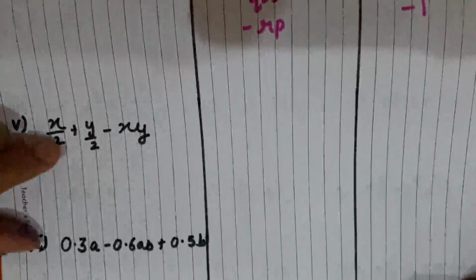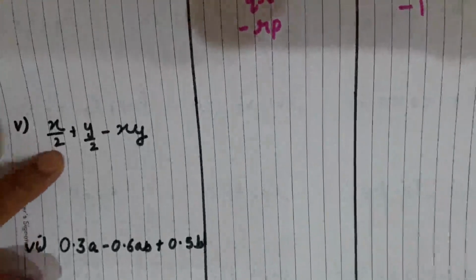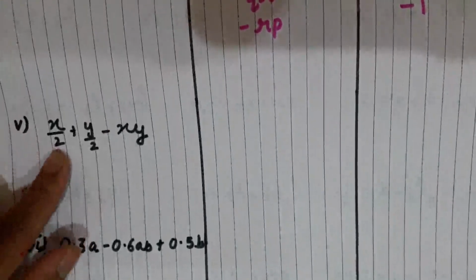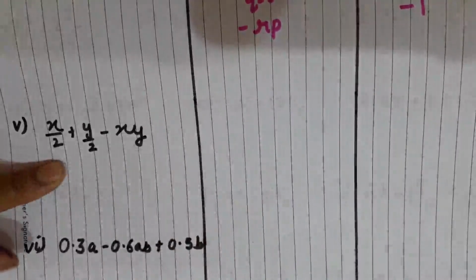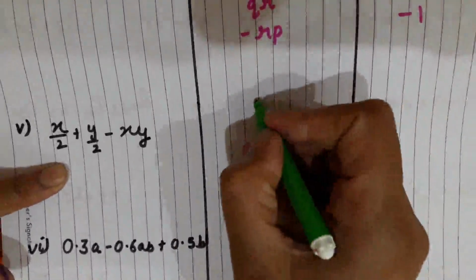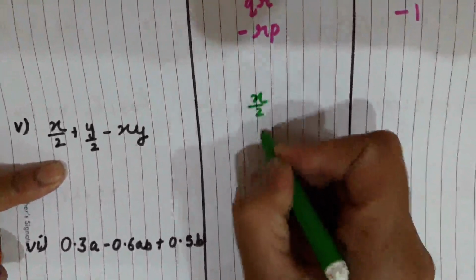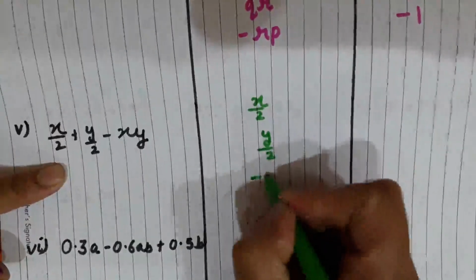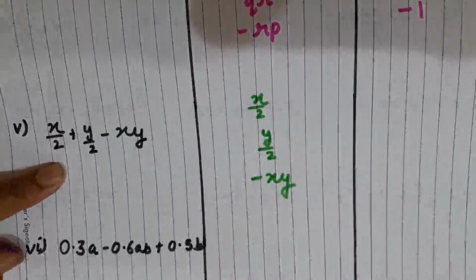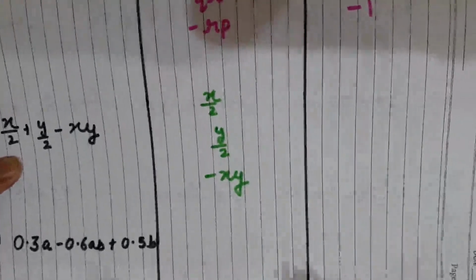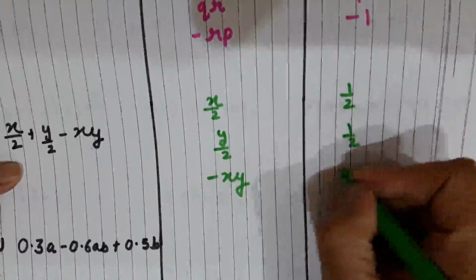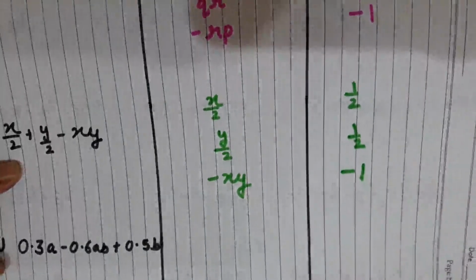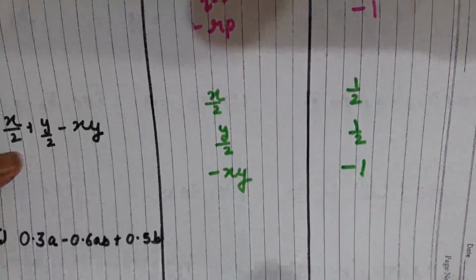The next part is x square, x divided by 2 plus y divided by 2 minus xy. So the terms will be x by 2, y by 2 and minus xy. How can we write the coefficients now? The coefficients will be 1 by 2, 1 by 2 and minus 1. So in this way you can write the coefficients.